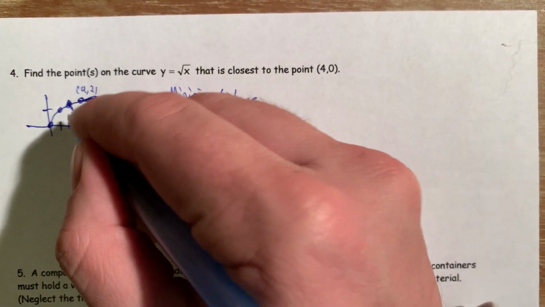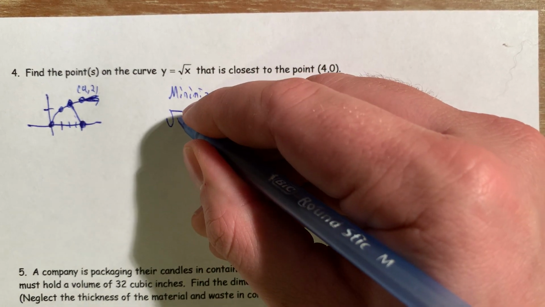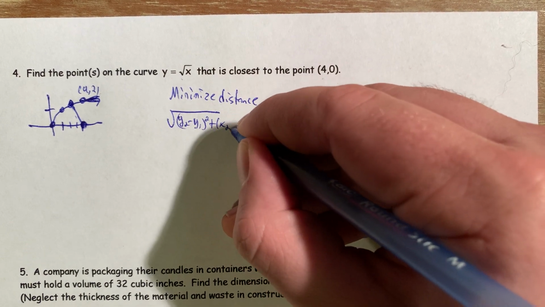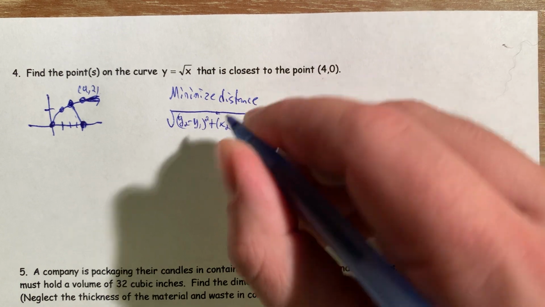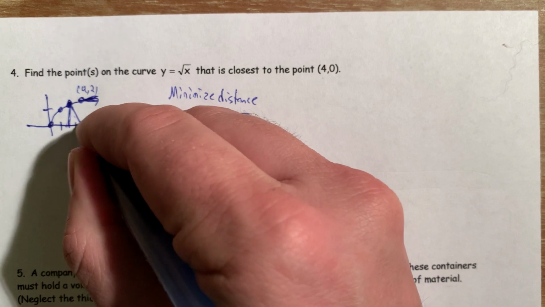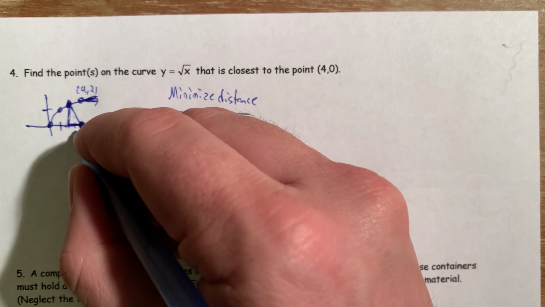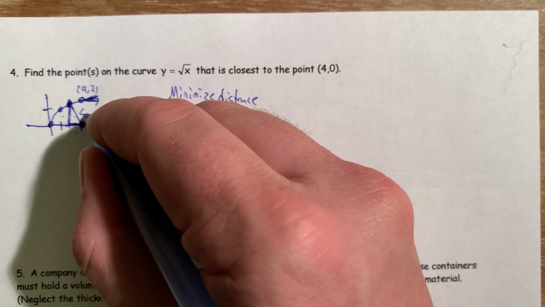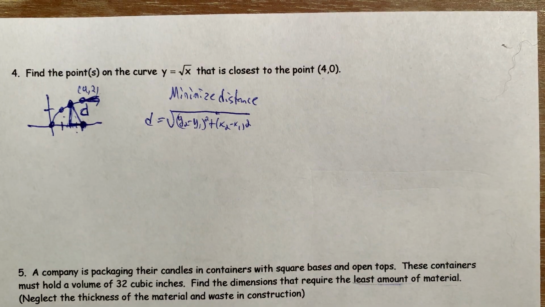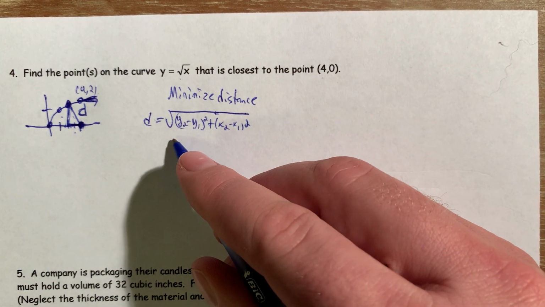The way we find the distance between two things is the square root of (y2 minus y1) squared plus (x2 minus x1) squared, because we're taking the distance between these two points. It's a Pythagorean theorem thing. You subtract the two x's and square it, you subtract the two y's and square it. It's a squared plus b squared equals c squared, so we take the square root to actually find the distance. So we want to minimize this.